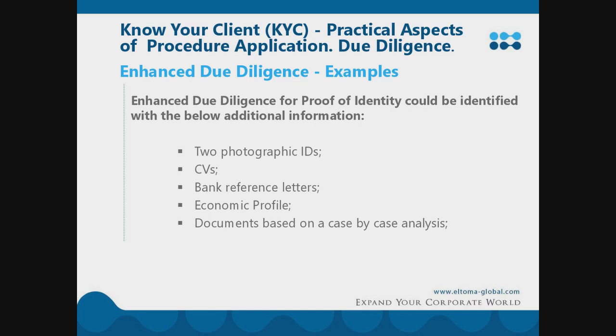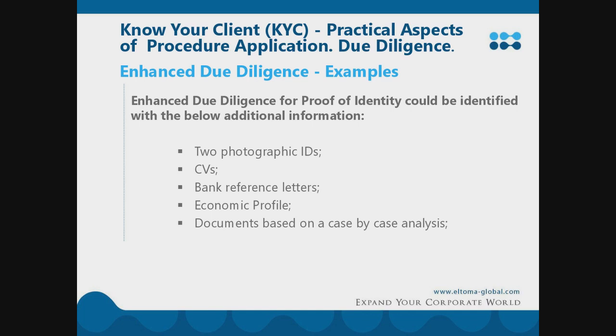Also, enhanced due diligence for proof of identity could be identified with the below additional information. First of all, it's a second photographic ID. Such a document, for example, could be a driving license or any other document with a picture. Also a CV. When we receive a CV, we will see the background of our client and understand his past background. Also a bank reference letter, which will confirm to us that the client has an open bank account, so he saved his money somewhere. Also information about his economic profile.